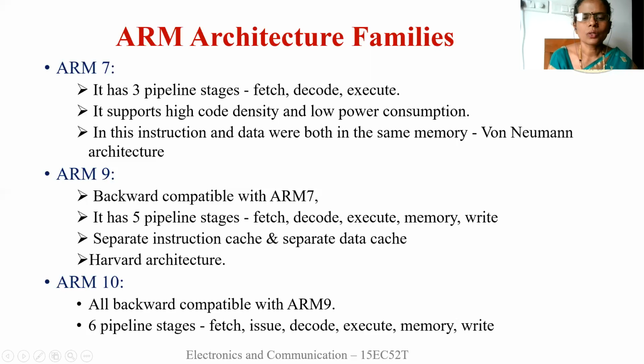ARM9 features two more extra stages, memory and write, and separate instruction cache and separate data cache there. Since two memories are used in ARM9, it is a Harvard hardware architecture. And ARM10 is backward compatible with ARM9. All ARM9 features are there in ARM10, but there are 6 stages involved. They are fetch, issue, decode, execute, memory, and write.